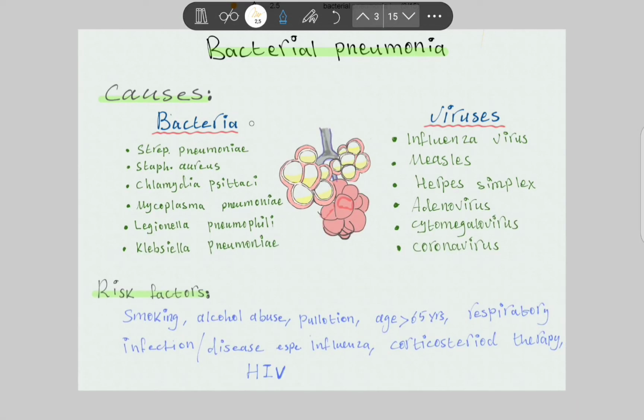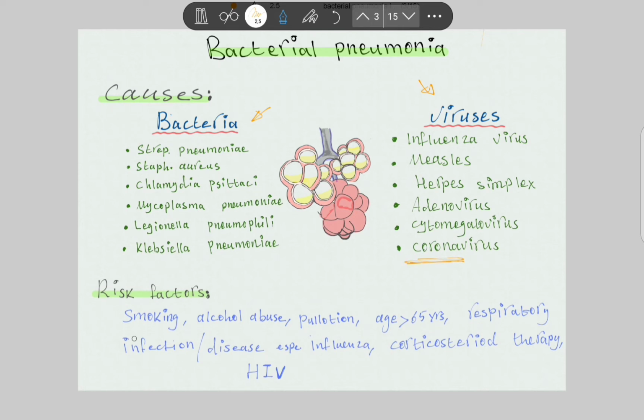Let's go to causes of pneumonia. Pneumonia is caused by bacteria mainly, but also it can be caused by viruses. The most important bacteria are Streptococcus pneumoniae, Staphylococcus aureus, Chlamydia psittaci, Mycoplasma pneumoniae, Legionella pneumophila, and Klebsiella pneumoniae. From viruses, there are the influenza virus, measles, herpes simplex, adenovirus, cytomegalovirus, and coronavirus.